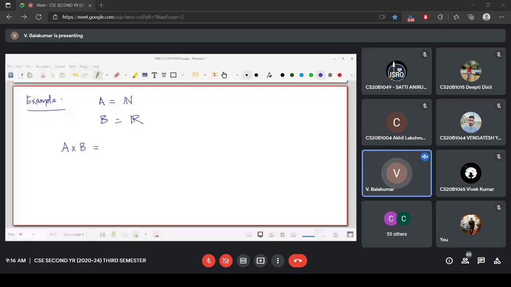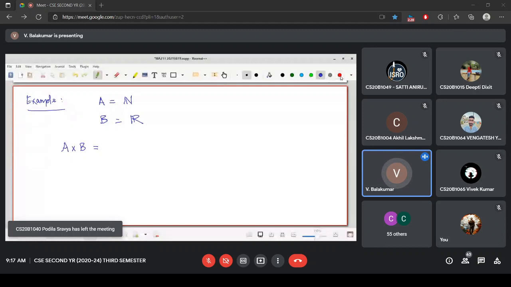How many elements are in set B? Infinite. So how many elements are in A cross B, the Cartesian product? Infinite. Okay, observe this: infinite times infinite, again infinite. So what is the conclusion? I cannot list them out. I can simply write.